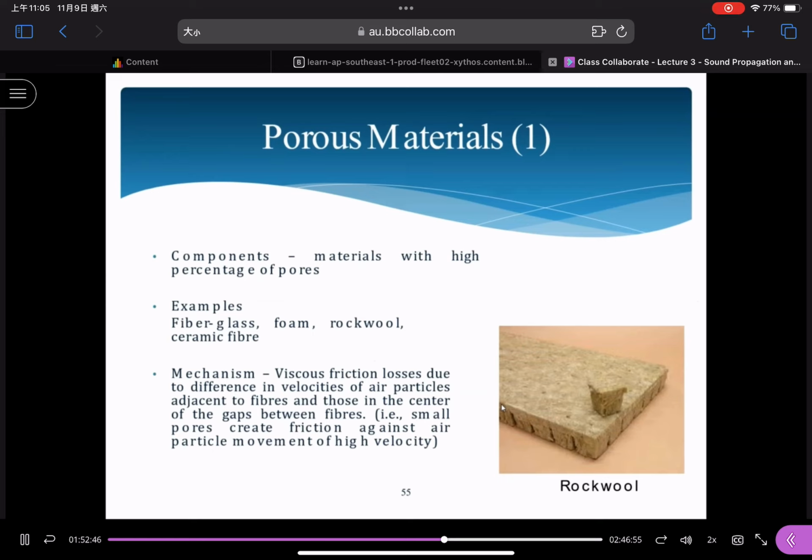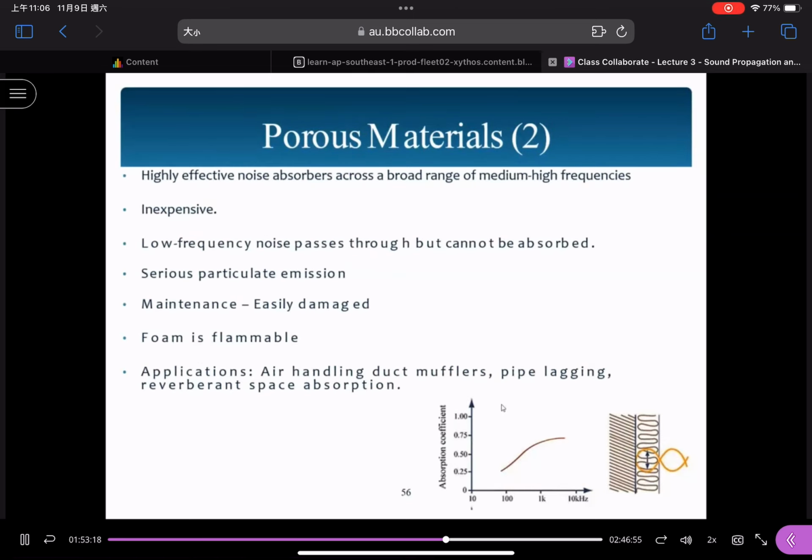For the porous materials, this is one example. We call this one rockwool. Rockwool is a kind of mineral material. The mechanism is that when sound fields act on this material, because there are many micro-scale pores, it could generate friction with the acoustic wave, changing the mechanical wave into other energy forms. And it is more useful for high frequency.